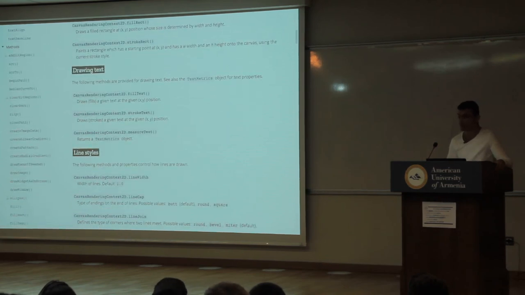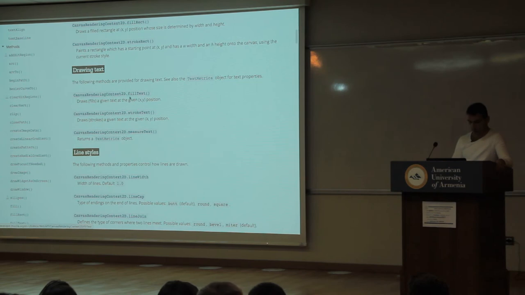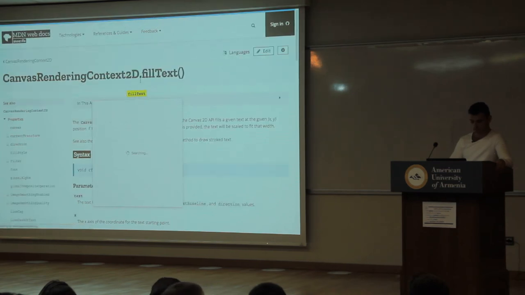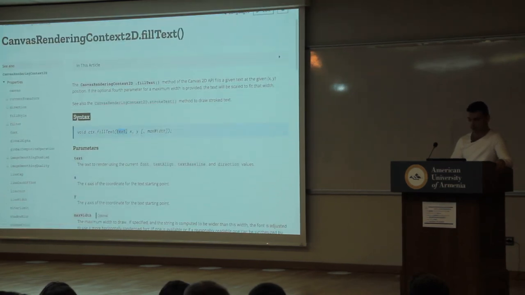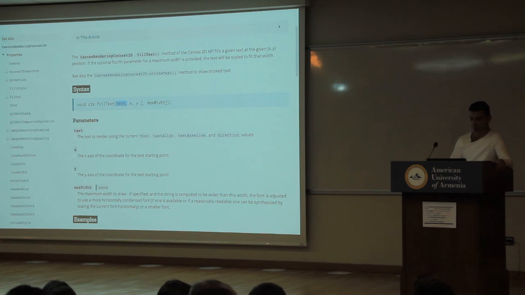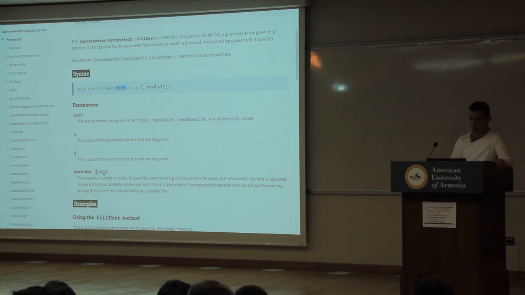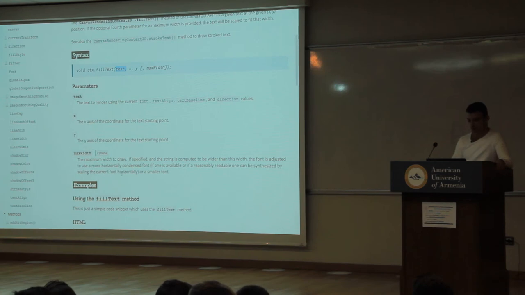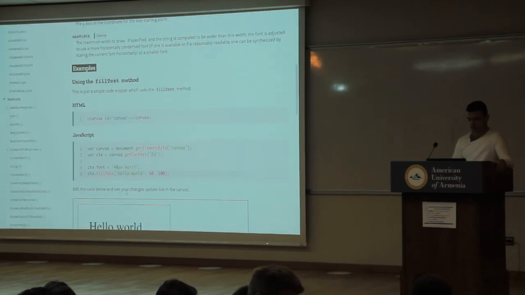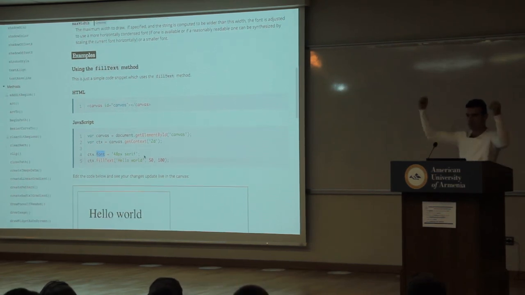You can draw text. This was your question. Look, you can do fillText, and you just give it a text and an X and a Y position, and it will render it. It says what each one of these is. X is the position, Y is the position. You can also set the maximum width to draw. If the string is computed to be wider than this width, the font is adjusted to fit the width. And there are some examples. You can even specify the font. You just copy that, paste it into your code, and there you go.